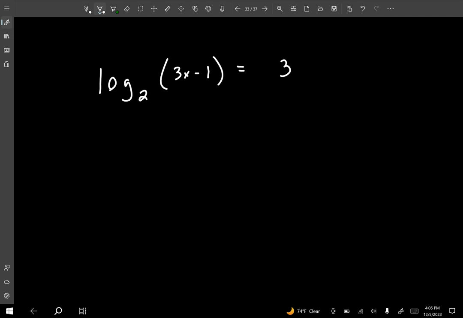Okay. We need to figure out how to cancel out this log. Now, I can't divide by log. That doesn't make any sense, because this is not times, is it? This is not a multiplication here. This 3x minus 1 is inside the logarithm. You could think of it as trapped. So I can't just divide something away. I have to get rid of the log in a different way.